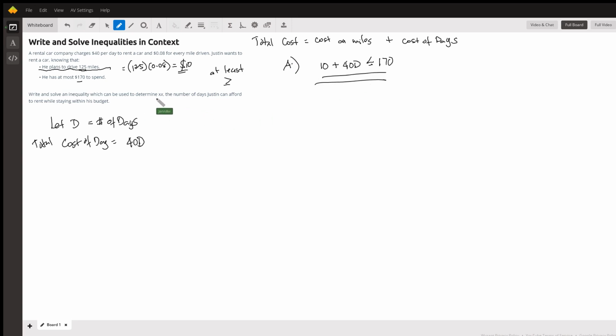Now, if the question is how many days, then we'll just have to solve, right? So 10 plus 40D is less than or equal to 170. Subtract 10 from both sides, so you have 40D is less than or equal to 160. Divide by 40 on both sides. So D is less than or equal to 4. So he can rent for a maximum of 4 days for these 125 miles, and then he will be within his budget.